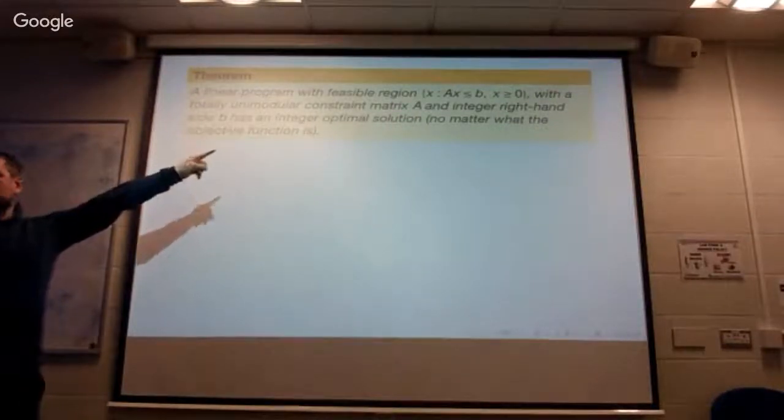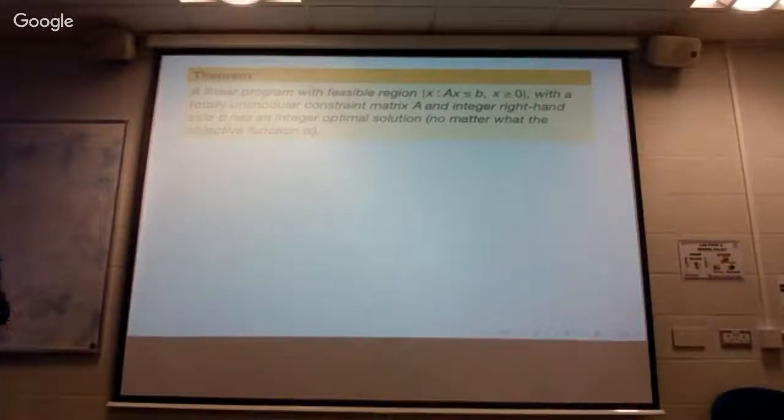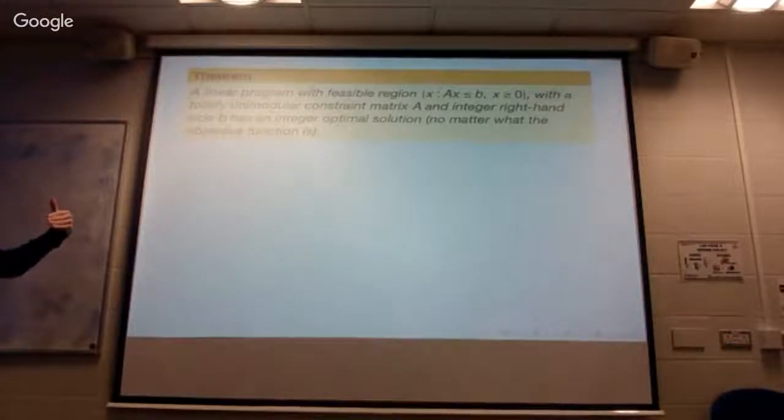So when you write your linear program with matrices, that's the thing that we were doing in the first term a lot. If you write it like this, and the constraint matrix forms a totally unimodular matrix, then no matter what right-hand side you pick, as long as it's integers, you will always get an integer optimal solution.